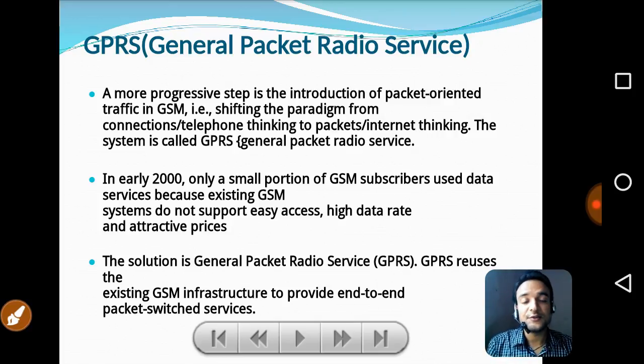GPRS stands for General Packet Radio Service, and it uses the existing GSM infrastructure to provide end-to-end packet-switched services. So it does not create a new architecture. It uses the same GSM architecture with slight differences, which not only gives the user cheaper internet but also fast internet. So that's the GPRS history and its present use. Although GPRS is not that much used now because 3G, 4G and LTE are coming to the market, we should still remember and learn about GPRS. So let's start the tutorial.